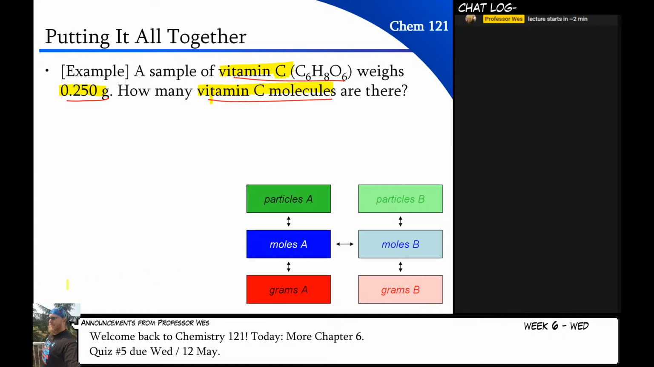So I need to find vitamin C mass on this chart, which would be here. So I'm going to start here. And I want vitamin C molecules. That would be here. So I'm going to turn vitamin C grams into vitamin C moles, and vitamin C moles into vitamin C particles. In this case, A is vitamin C, and B is not applicable. If it helps you to write out something like that every time, then do it. A is vitamin C, B is just nothing. We're not using it. And then draw arrows all over the flowchart so you know where to go.